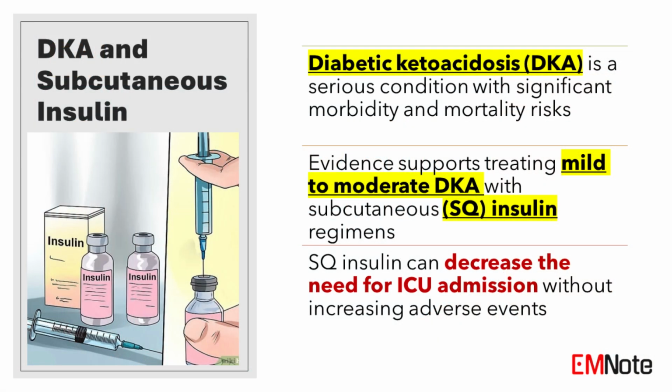Diabetic ketoacidosis, DKA, is a severe metabolic complication of diabetes that carries significant risks of morbidity and mortality. Traditionally, the management of DKA has involved intravenous insulin administration in an intensive care unit setting. However, emerging evidence supports the use of subcutaneous insulin regimens for treating mild to moderate cases of DKA. This approach can potentially reduce the need for ICU admissions without increasing the risk of adverse events, offering a viable alternative in appropriate clinical scenarios.